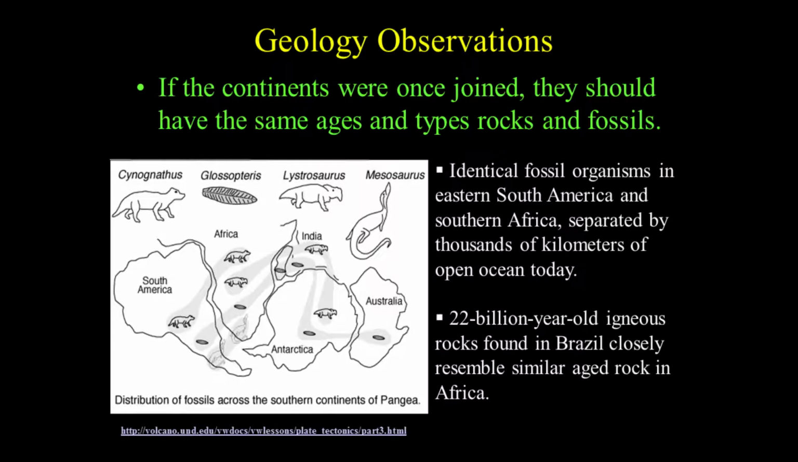Let's talk about geology observations. Identical fossil organisms in eastern South America and southern Africa are separated by thousands of kilometers of open ocean today. 2.2-billion-year-old igneous rocks found in Brazil closely resemble similar-aged rocks in Africa.